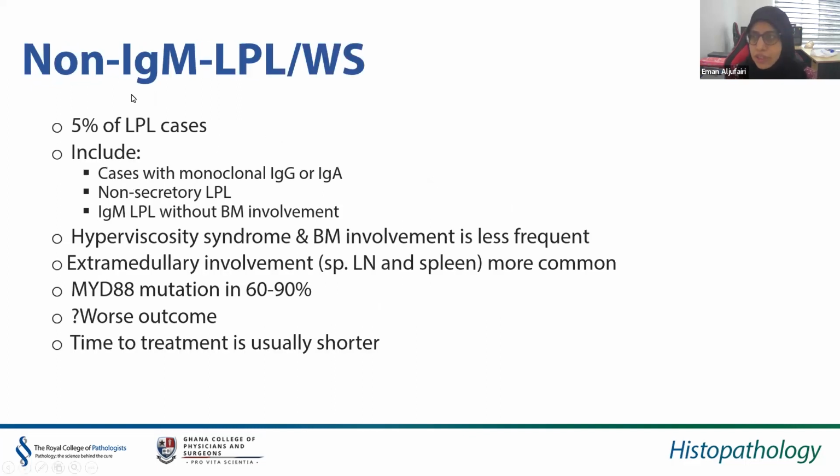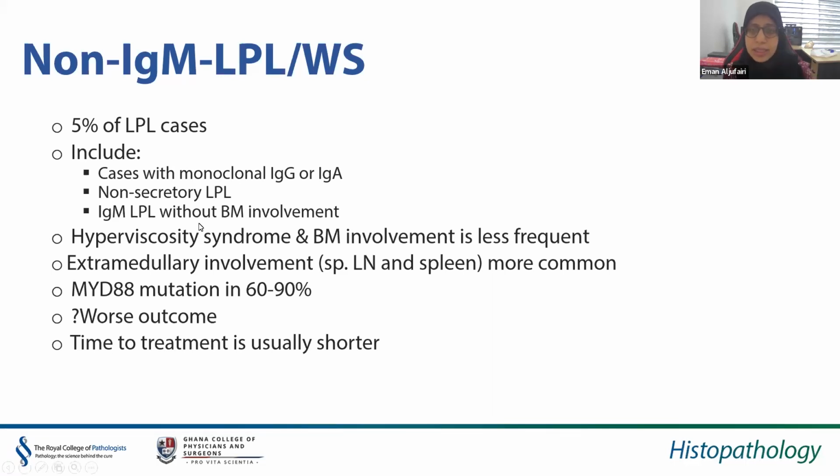On the other hand, the non-IgM LPL is rare, only around 5% of cases, and that's when we have monoclonal IgG or IgA, and most of the time it's IgG. Rare cases will be non-secretory, so we don't have any immunoglobulins, and it will also include IgM LPL if the bone marrow is not involved. As we said previously, for the IgM LPL subtype in the new category, bone marrow involvement is a must. So if you don't have bone marrow involvement, it automatically comes under non-IgM LPL.